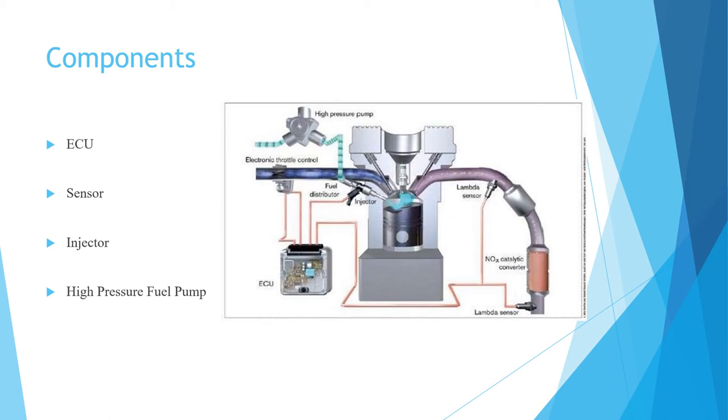Here the picture shows the components of the GDI system, where this is the picture of the ECU, here is the high pressure pump, this is the electronic control throttle portion, this is the fuel distribution, and this is the fuel injector. Here is the lambda sensor. Here is the NOx catalytic converter. So this is the picture of the main components used for the GDI technology.